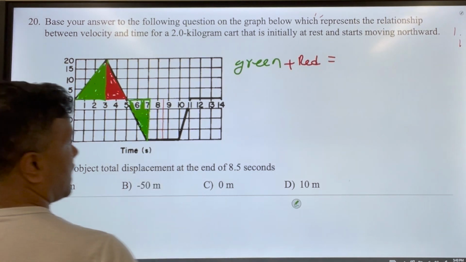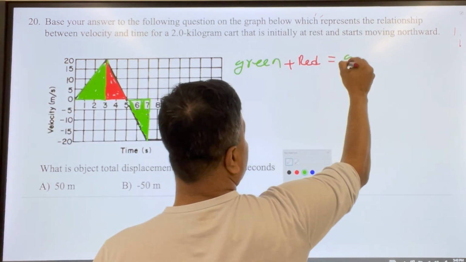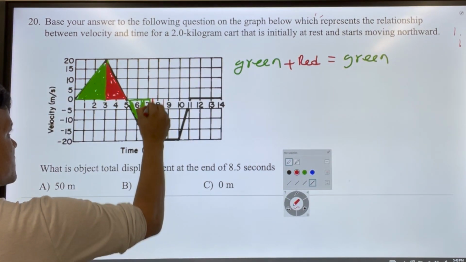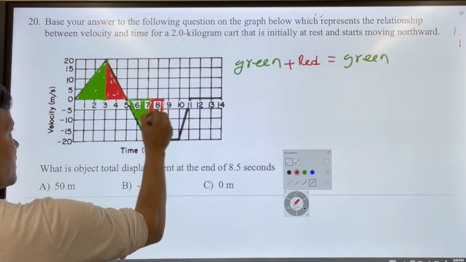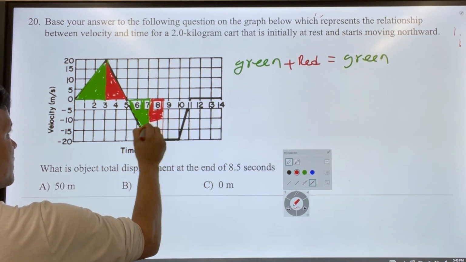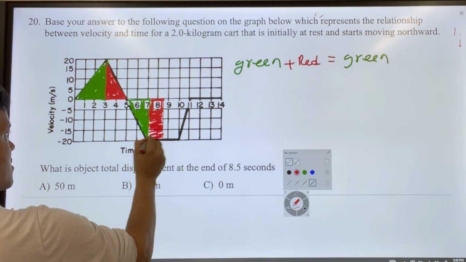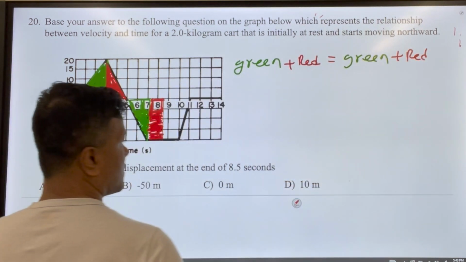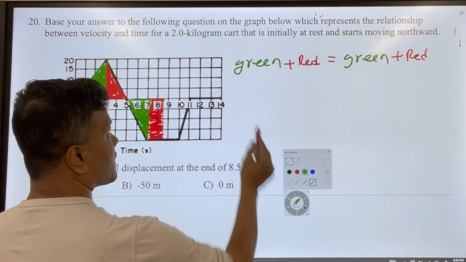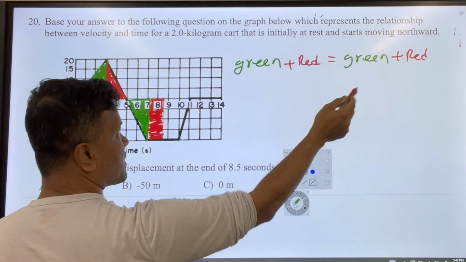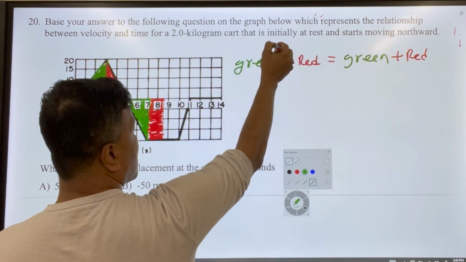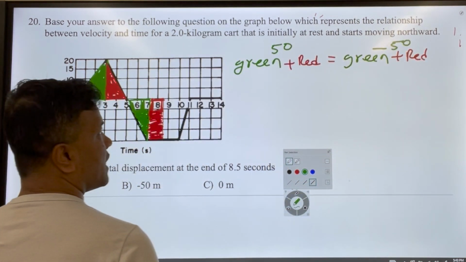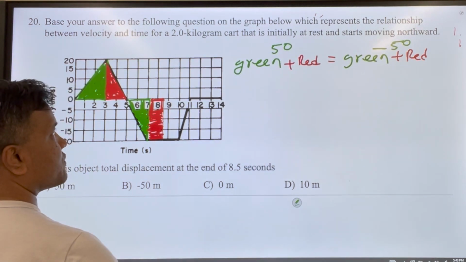Okay, and I have this is green and this is red. I'm not covering up the 8.5 thing. So green plus red is equal to green plus red. If this one is 50, this one has to be negative 50. And if you add them together, they have to be 0.